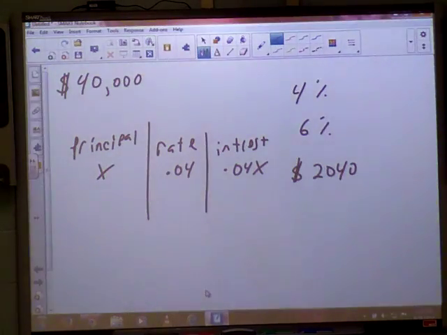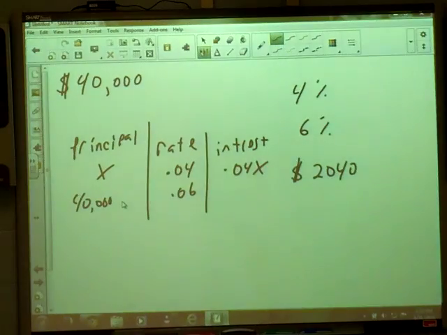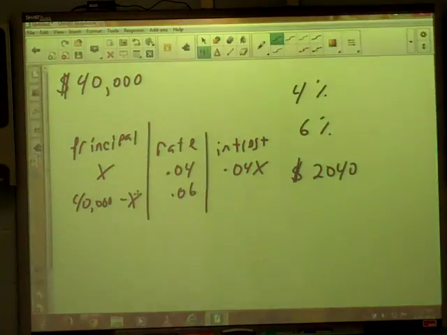Okay, my other rate is 6%, so I'm going to put that down next. Now, how much am I putting in that? The rest, and I started with $40,000, so it'll be $40,000 minus x, because I put x on 4%. To get the interest now, I have to multiply 0.06 times both of those. So it's the distributive property. What's 0.06 times $40,000? $2,400, and then minus 0.06x.